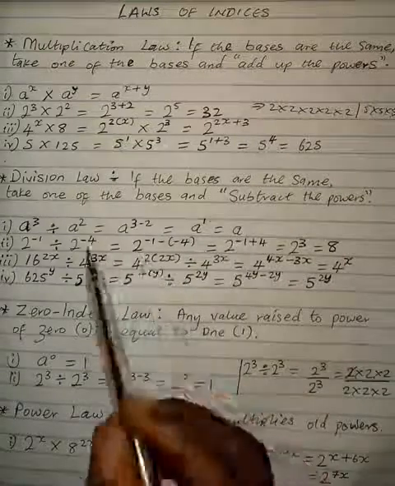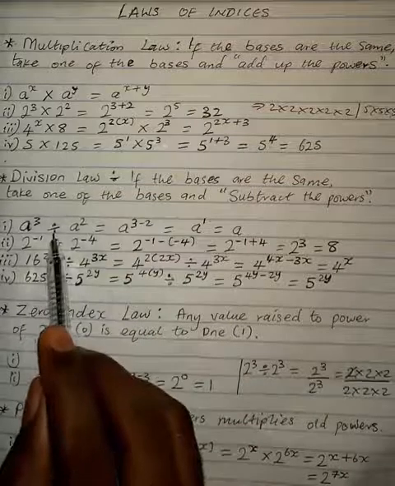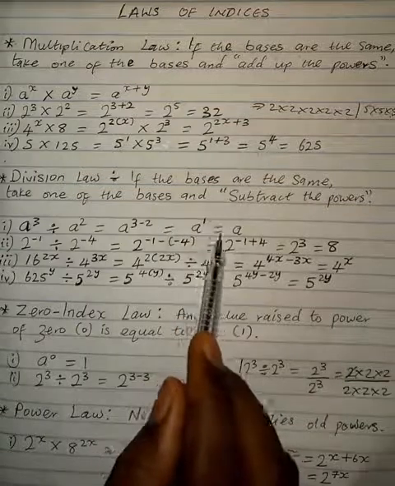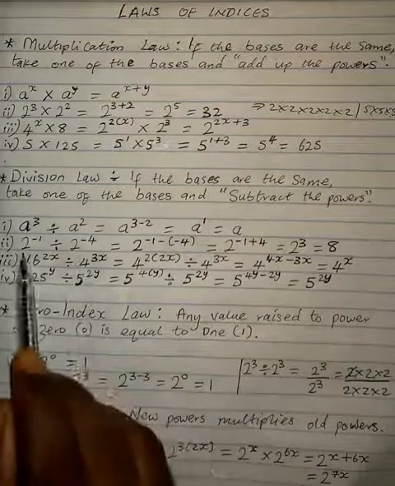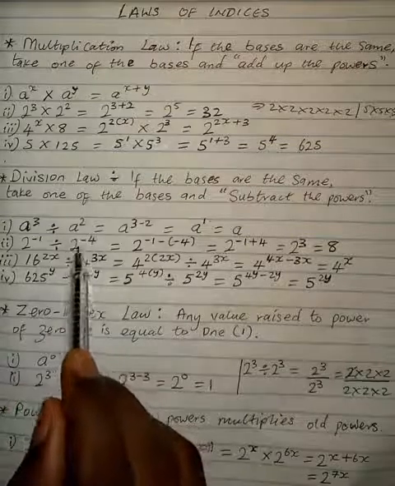All right, so how do we do that? This minus here is for this division; we subtract the powers. 3 minus 2 is equal to 1, and a raised to the power 1 is equal to itself. Now we have 2 raised to the power minus 1 divided by 2 raised to the power minus 4. This is another question.